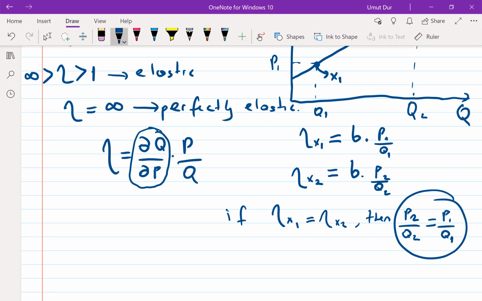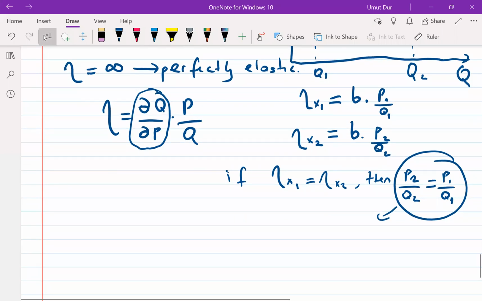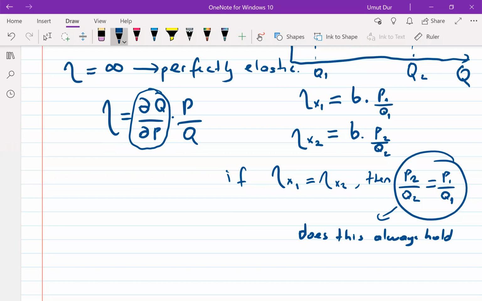So actually, this is true if we have this relation. Okay, and I want you to see that as a homework. Okay, but I will not grade this. Okay, so this will not be graded. This is just a thought experiment for you. Okay, does this always hold? Okay, I just want you to think about this.